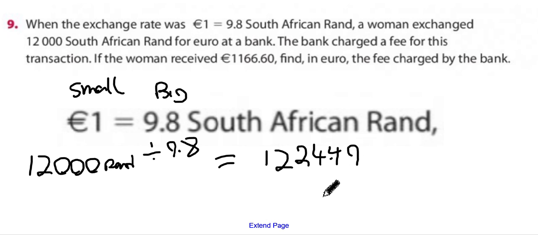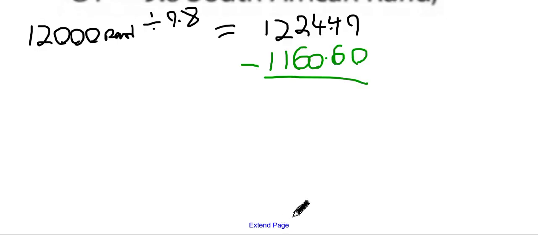Okay, guys. That's how much money I was meant to get. I was meant to get €1,224.49. However, I didn't get that money. The money I did get was this, so I take it away to find out how much money the bank took off me. So do you take the two of them away from each other? Well, €57 and 89 cents.